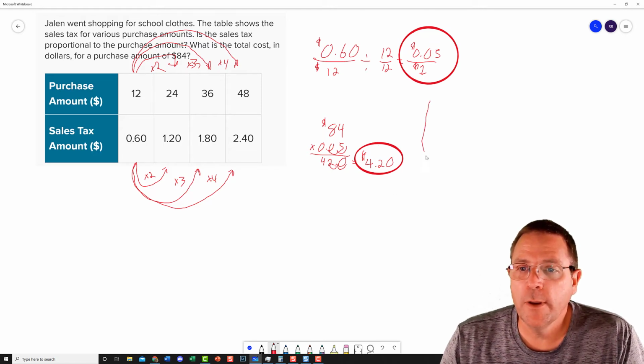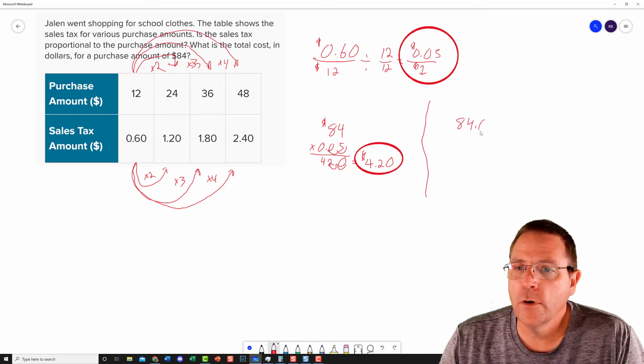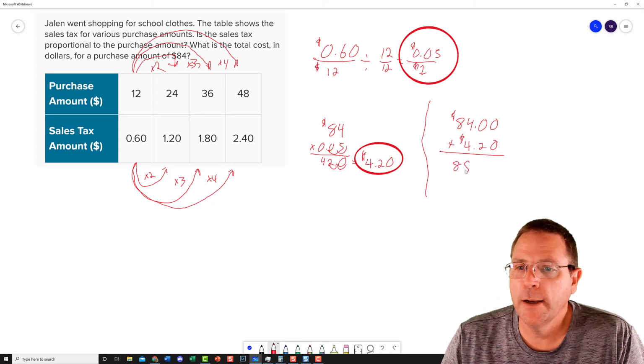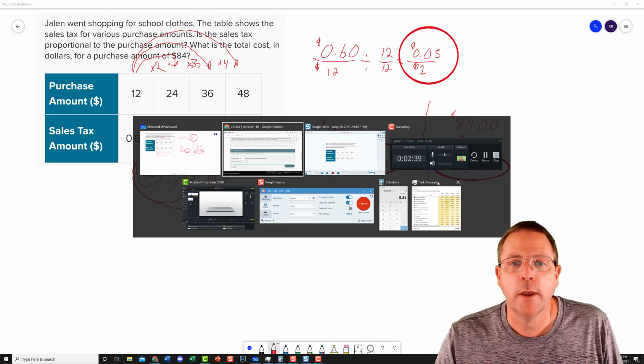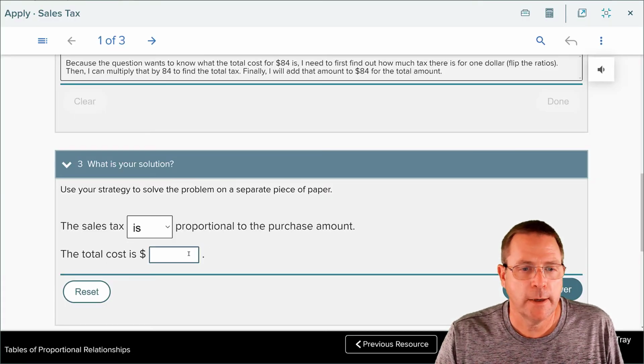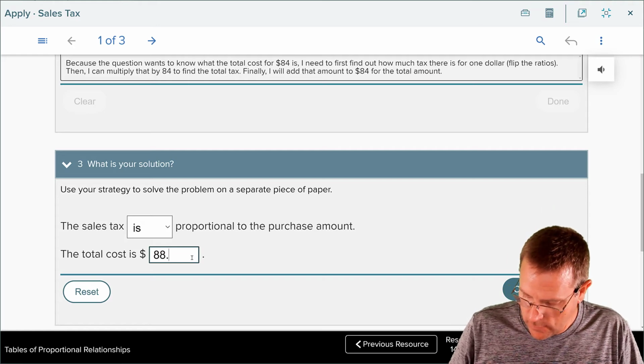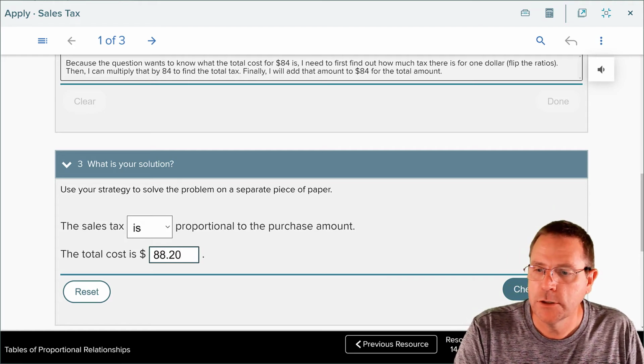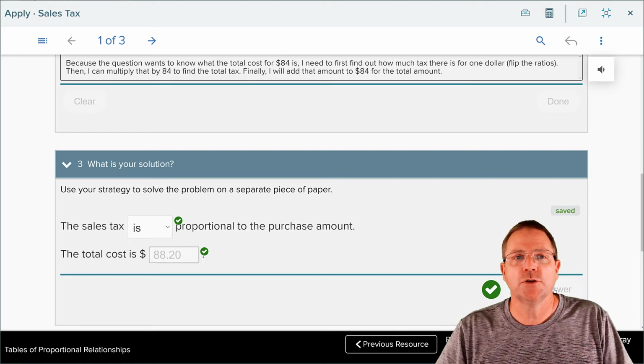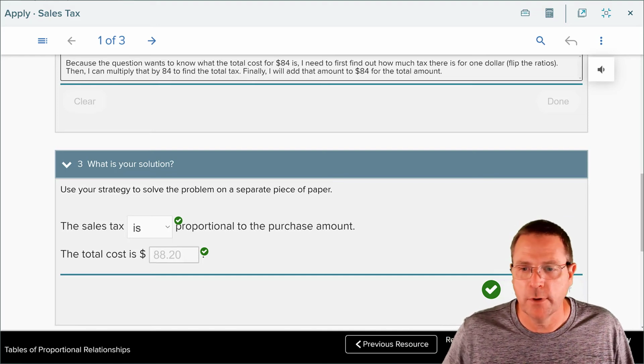The final thing we have to do is find out the total cost. $84 spent plus $4.20 tax. Add that up, and you get $88.20 for your total cost, which we're going to circle as well. Come back to our problem, type it in, $88.20. Check our answers. Everything checks. We have successfully answered that question.